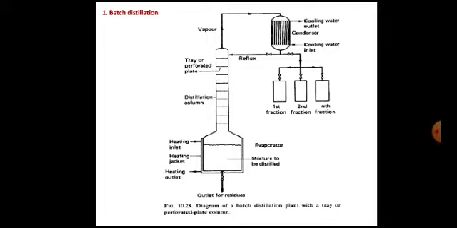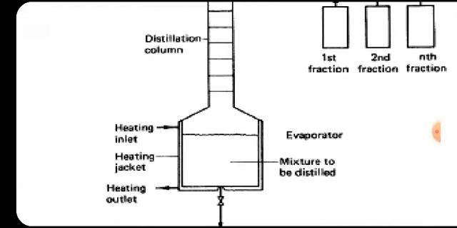This is the diagram of a batch distillation unit, in which we can see at the bottom there is an evaporator which is connected to a heating jacket. This is the container for the mixture to be distilled, meaning the fermentation broth containing solvent or any liquid containing this volatile solvent. It is stored in this evaporator where the temperature is raised.